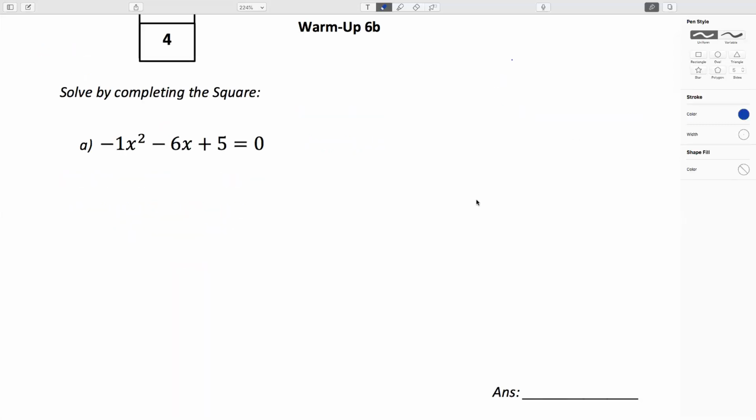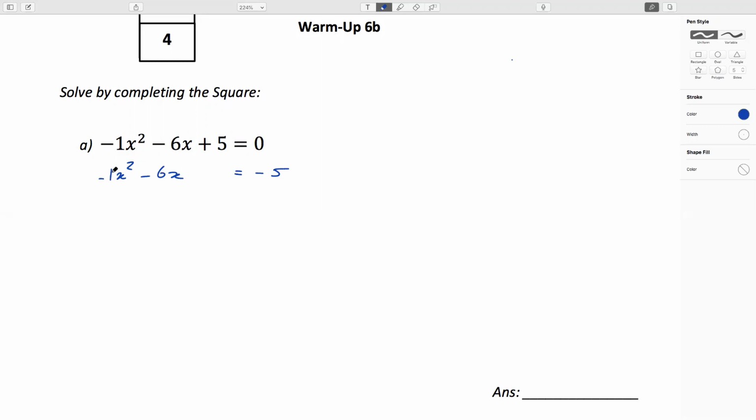When you complete the square, the first thing you have to do is try to eliminate your leading coefficient. So first thing I'm going to do is move my constant term off to the other side. I'll do that by subtracting 5 from both sides. So we'll call it minus 1x squared minus 6x equals negative 5. Okay, that's just moving the 5 over by subtracting.